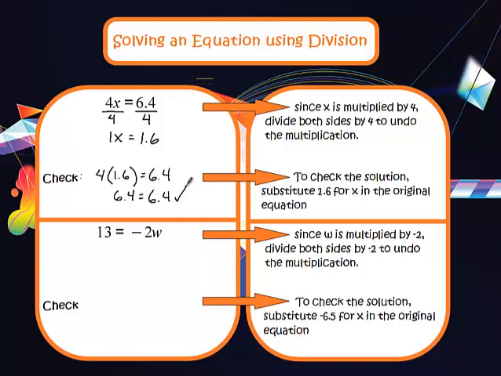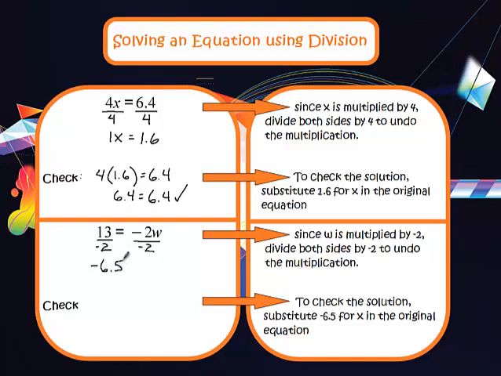All right, let's move on to the second question here. 13 equals negative 2w. Again, this negative 2 is sitting next to the w, so that means we are multiplying negative 2 times w. And if we're multiplying, then we want to use division to undo the multiplication. So I'm going to need to divide both sides here by negative 2. Using my calculator, I'll find that 13 divided by negative 2 is negative 6.5.